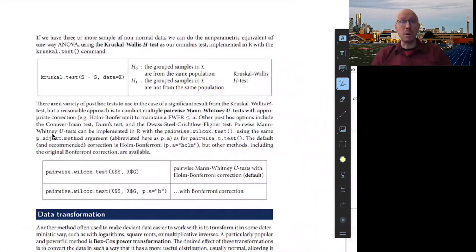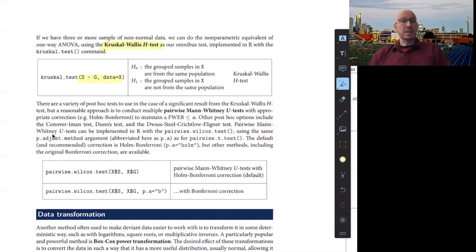If we have three or more, if it were normally distributed or normal-ish, we would use a one-way ANOVA or a pairwise t-test, and there are non-parametric versions of these. For one-way ANOVA, what we would use is a Kruskal-Wallis H-test. That is our omnibus test, and that tells us whether or not there seems to be some deviation between the three or more samples that we have. And it has a similar setup to how we use an ANOVA. And this is with the kruskal.test command.